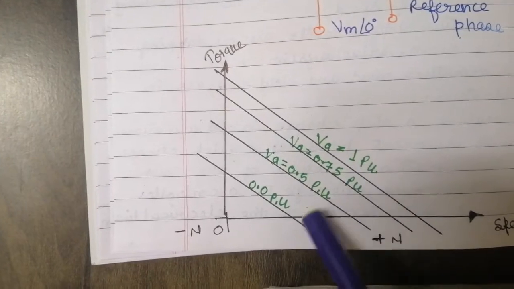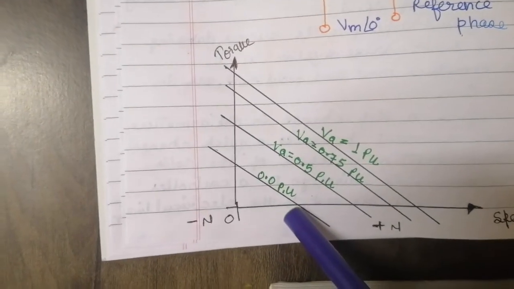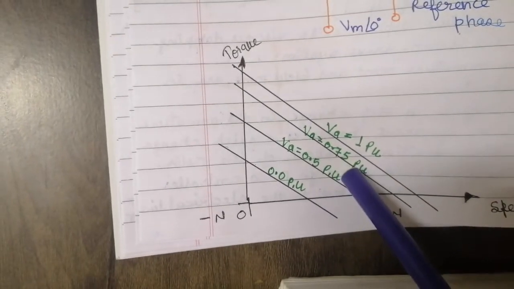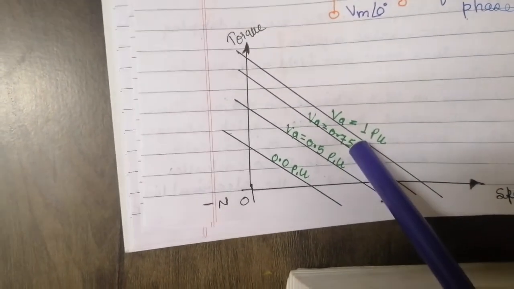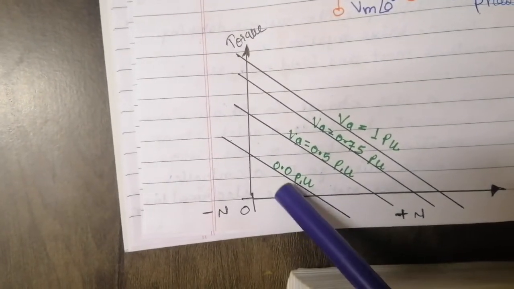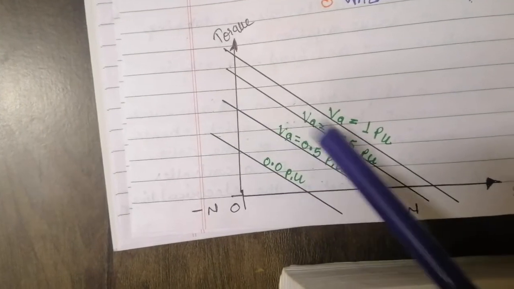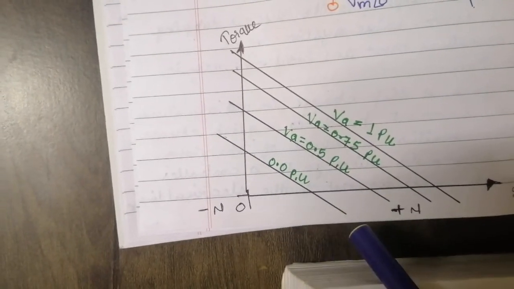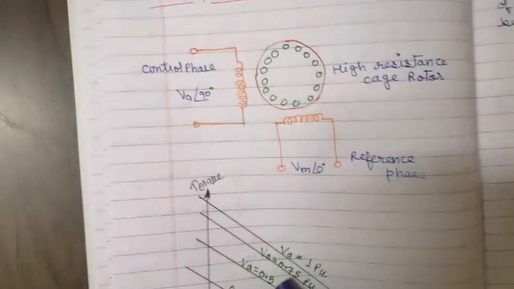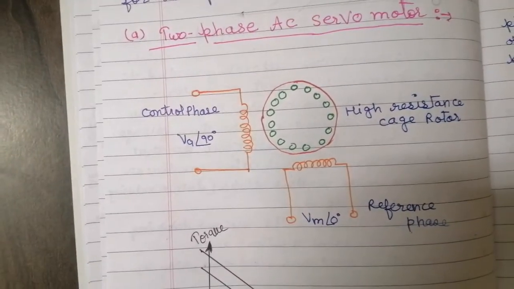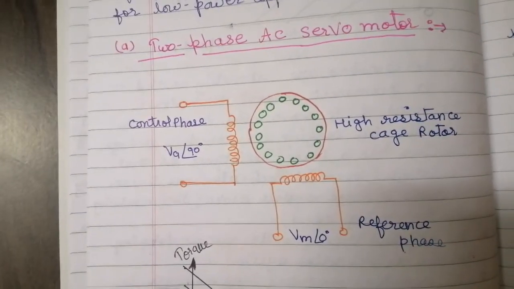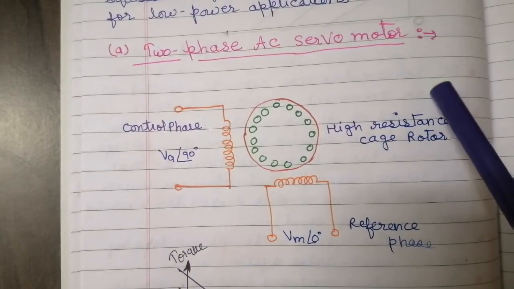We can see for the different loads, like 0 per unit, at 0.5 per unit, for Va equal to 0.75 per unit, Va equal to 1 per unit. For variable armature voltage, we get a linear characteristic throughout the operating range. So mainly this servo motor is also used for position control in vehicles. So this was the two-phase AC servo motor.